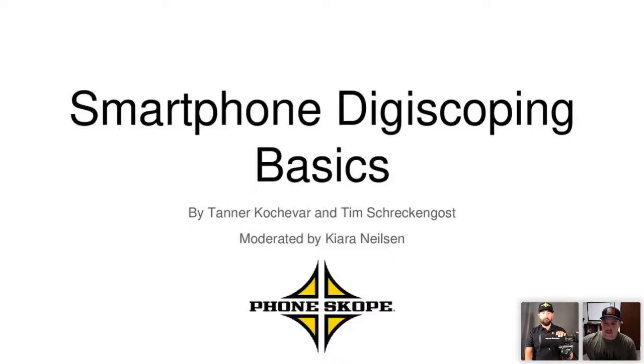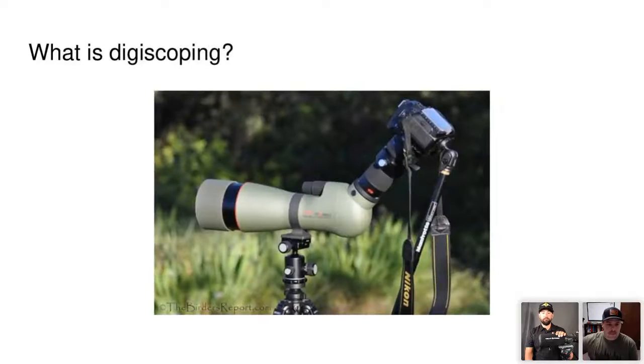All right, guys, so this is just a basic smartphone digiscoping workshop. We're not going to go into anything super advanced or super technical with this workshop, just the very, very basics of digiscoping with your phone. So what is digiscoping? Digiscoping is just holding a camera up, any kind of camera, up to an optic, so a spotting scope, binoculars, telescope, anything like that, and taking a picture through it. That's just the very basic principle of digiscoping.